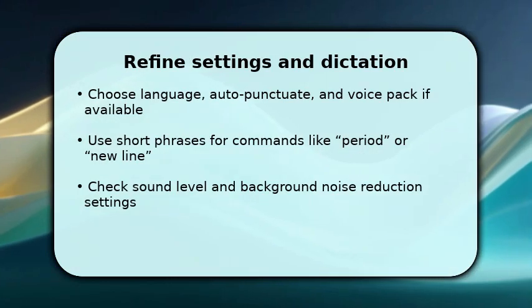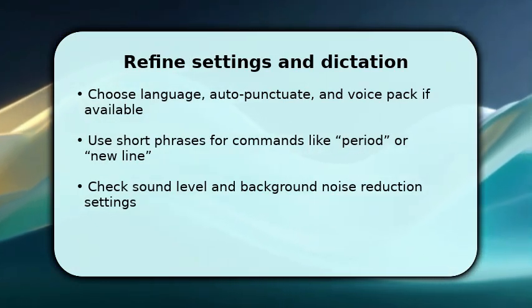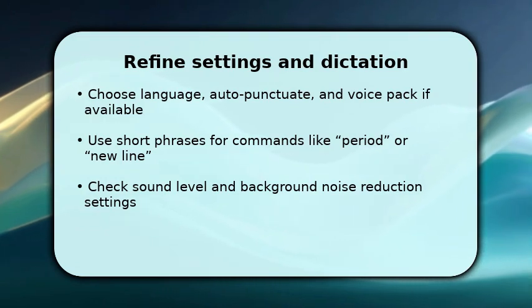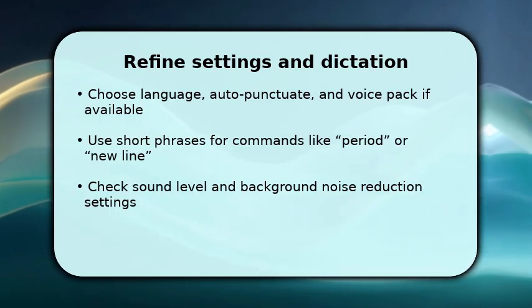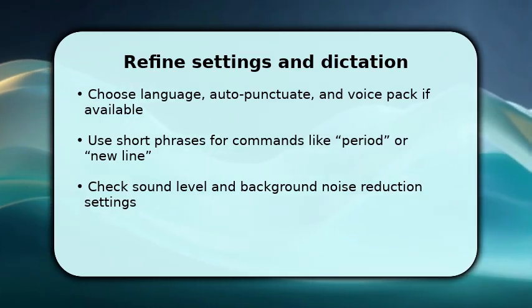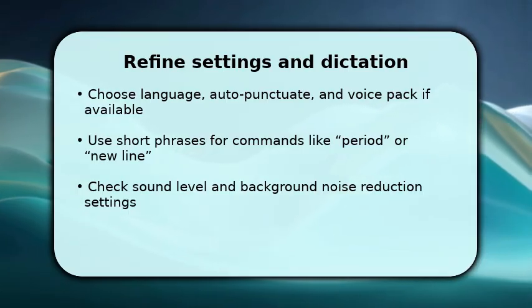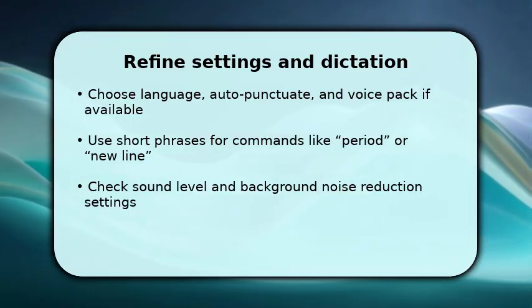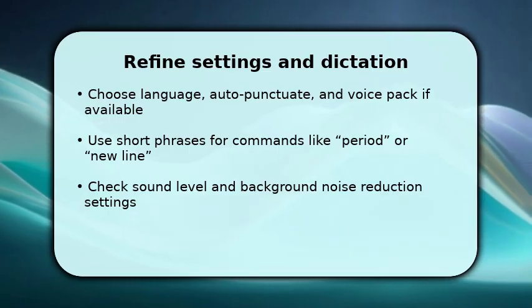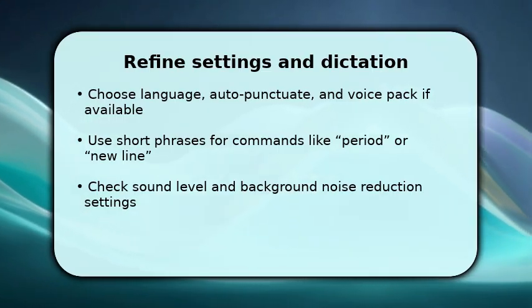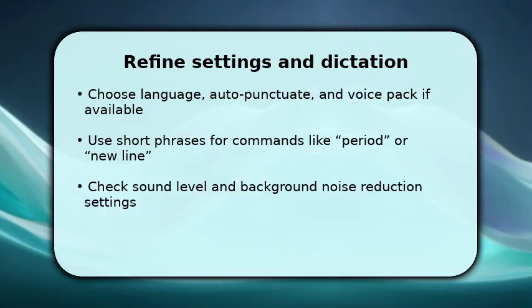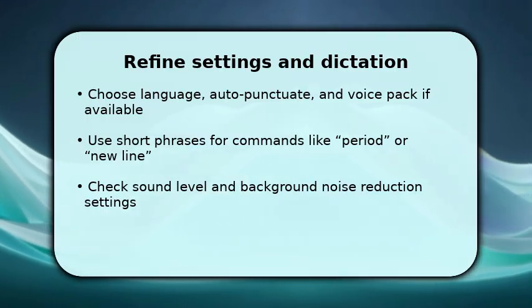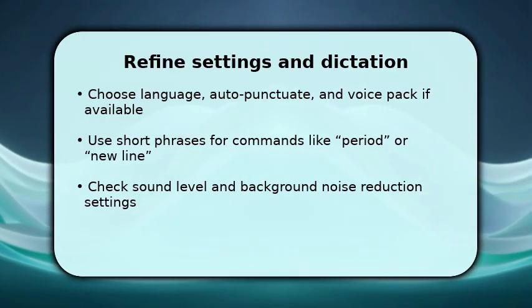Now refine the experience. Click the Settings gear on the voice toolbar and pick your language and auto-punctuation options. This improves accuracy. Speak clearly and use explicit commands such as comma, period, or new paragraph to control formatting. If accuracy dips, open sound settings to adjust microphone levels and enable noise suppression. Make sure to train yourself to use short pauses and concise commands. This helps recognition and reduces corrections later in your doc.